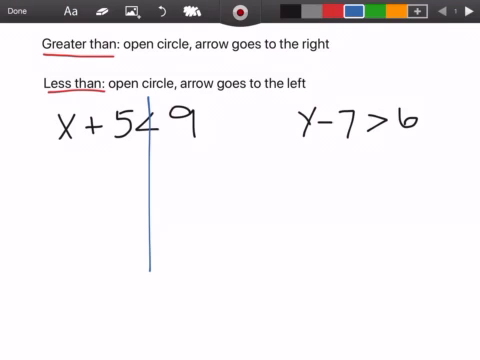There's two sides to an inequality, so you need to figure out what's the variable, what's with the variable, and how to get rid of it. Remember, we like to do the opposite operation.